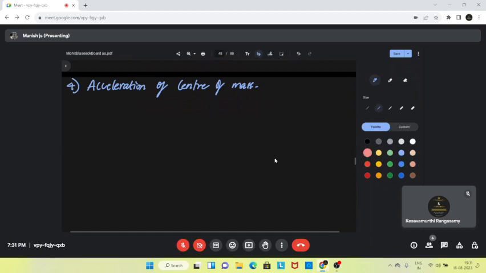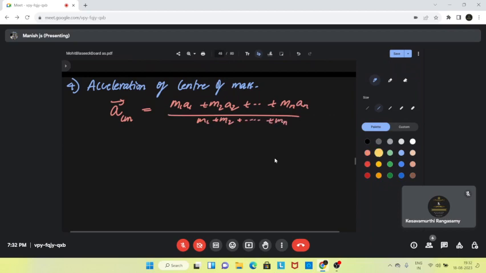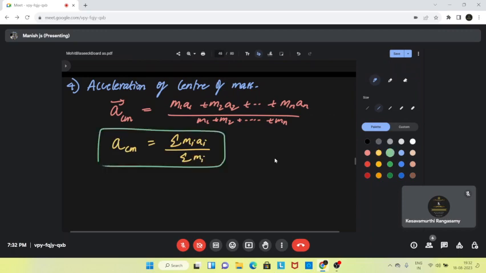So when I take n particle system, the acceleration of center of mass is given by ACM. Again acceleration is a vector, I'm using an arrow symbol. So ACM bar is equal to m1a1 plus m2a2, so on until mnan upon sum of all the masses. In summation form, I can represent ACM is equal to sigma mi ai upon sigma mi. So this is the formula for acceleration of center of mass of n particle systems.